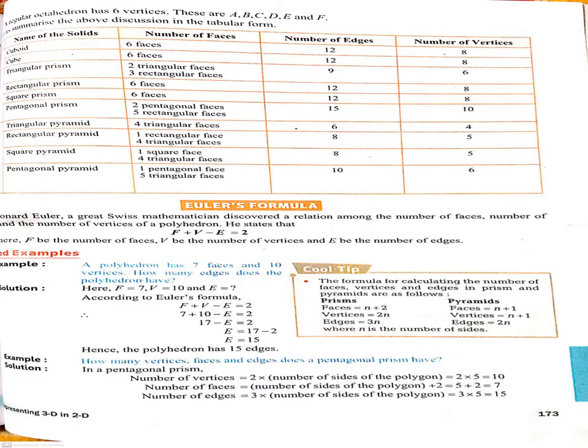Okay. Now see cool tip. The formula for calculating the number of faces, vertex and edges in prism and pyramids are as follows. So for prisms, which formulas will we use? Faces equal to n+2, vertex equal to 2n, edges equal to 3n. Now pyramids, faces equal to n+1, vertex equal to n+1, edges equal to 2n, where n is the number of sides.